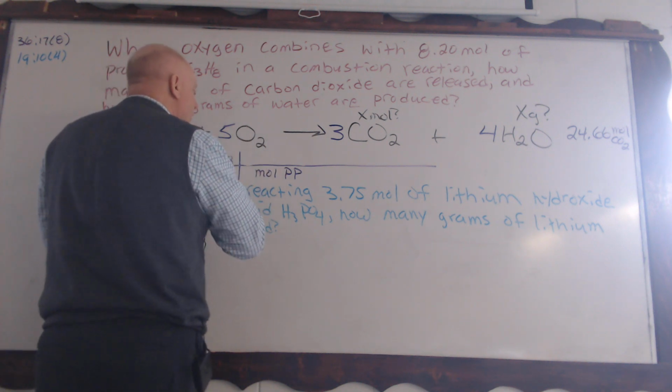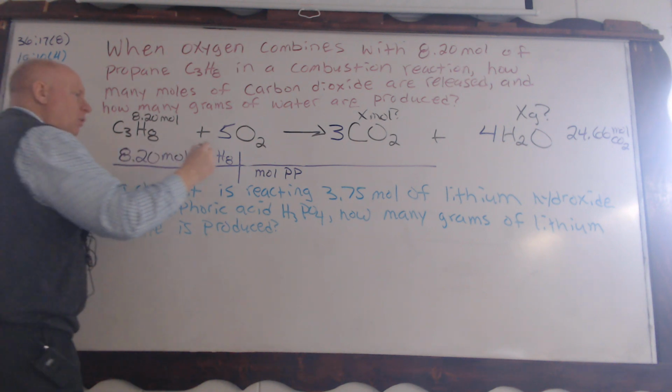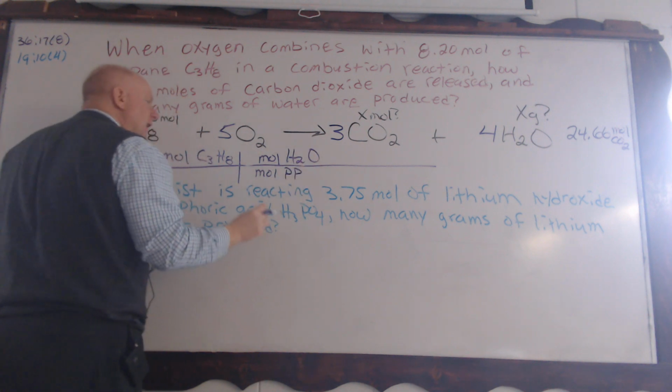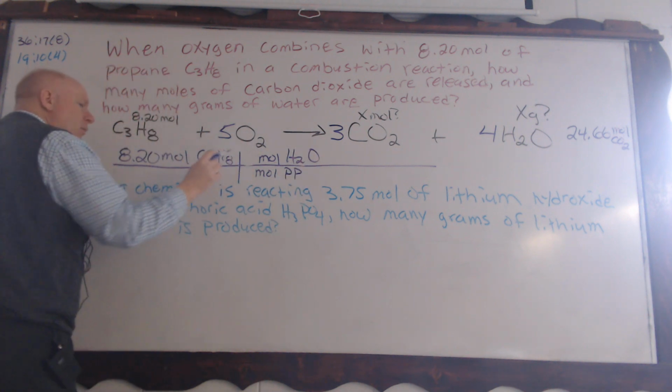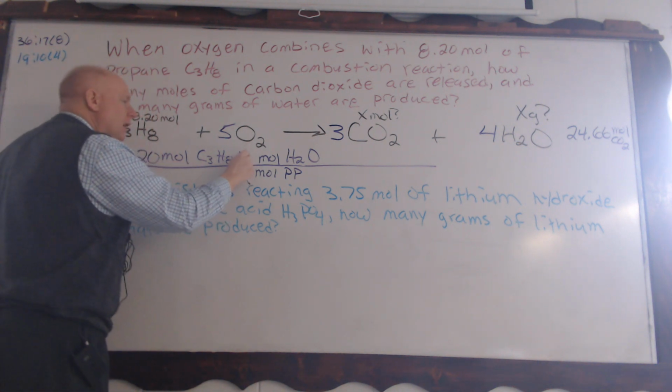And what do we want to put up on top here? Okay, so we've got moles of H2O. Again, we've got a mole over a mole, which means what? Go back to your equation. This is still 1, but this is what? 4.